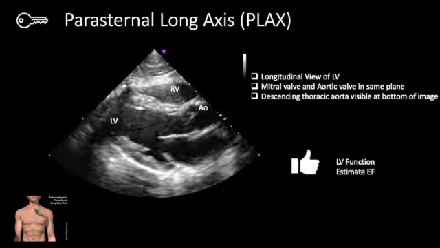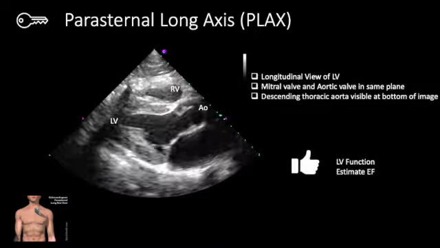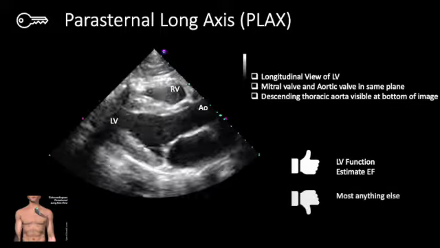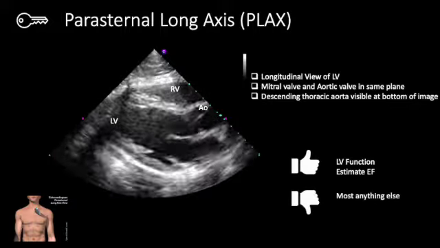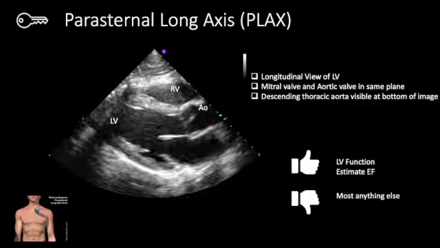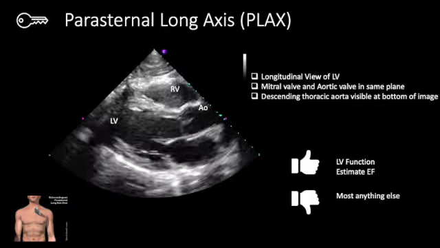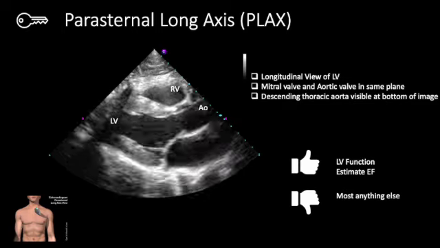It's also helpful to estimate the systolic ejection fraction, and we can also make some inferences about large pericardial effusions, hypertrophic cardiomyopathy, and valvular disease, but these are more complex tasks.